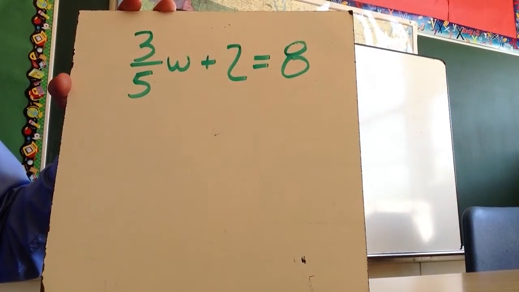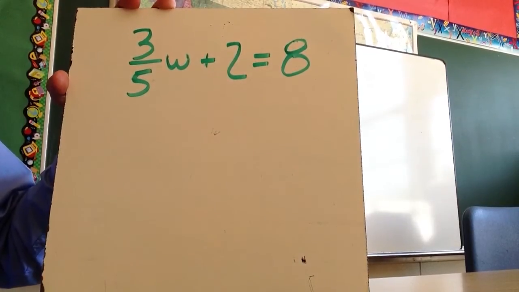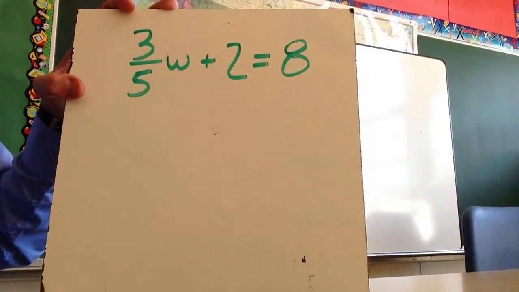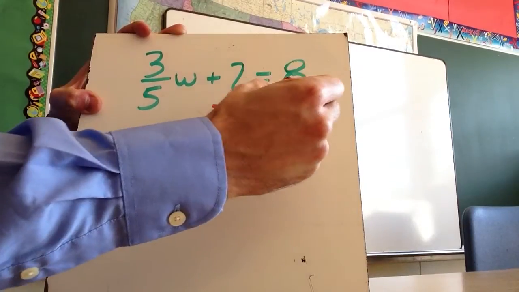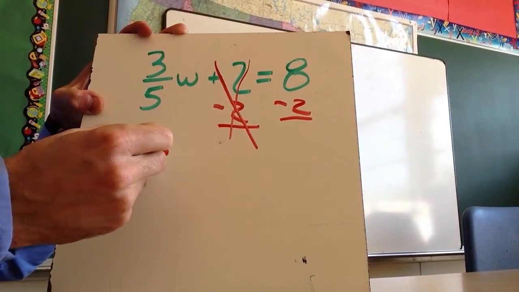3/5 w plus 2 equals 8. Please pause the video at this time to practice this problem. So similar to what we just did, you got a positive 2. I need to do the opposite of positive 2, which is negative 2, so I'm subtracting. This goes away, so I got 3/5 w equals positive 6.